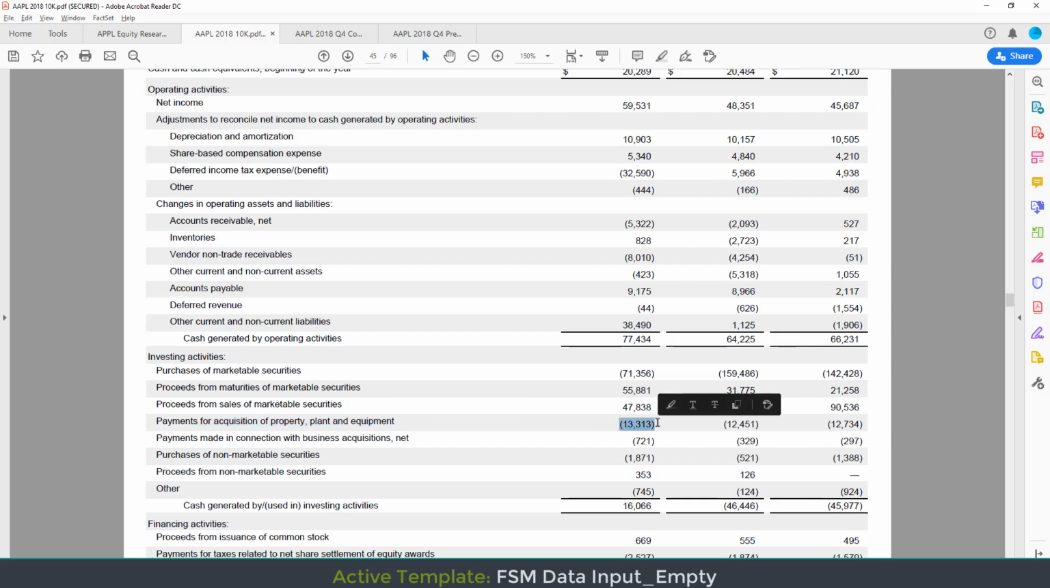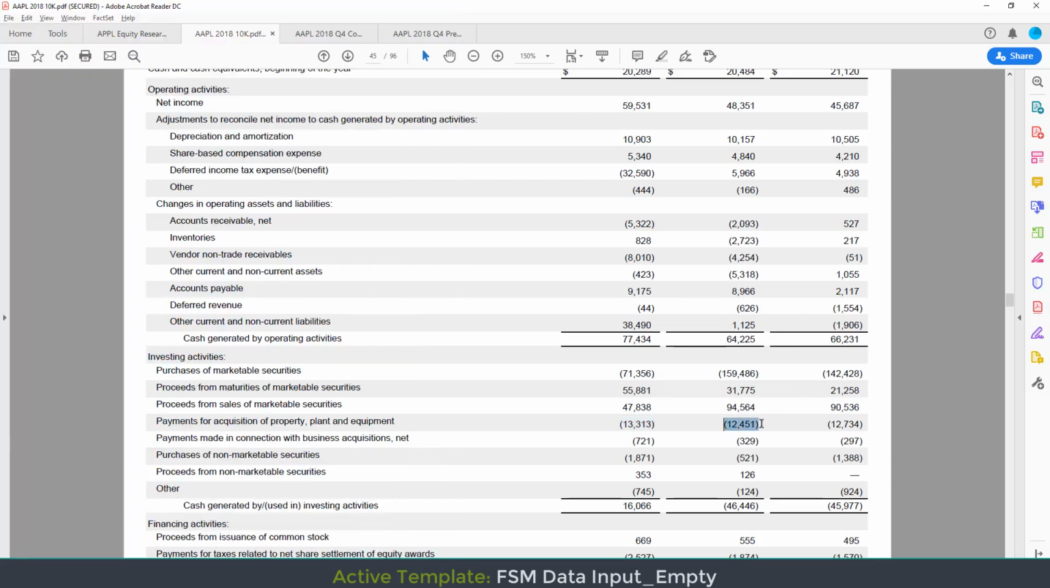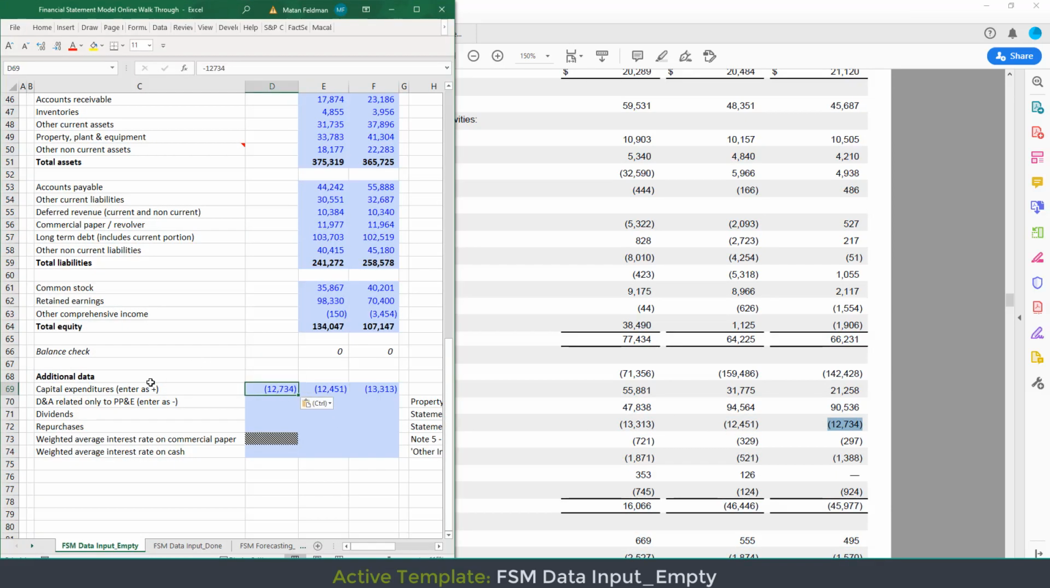So we grab it. The company spent $13.3 billion in 2018, 12.4 in 2017, and then 12.7 in 2016. So somewhat consistent. Notice here I want this as a positive, so I'm going to switch the sign.